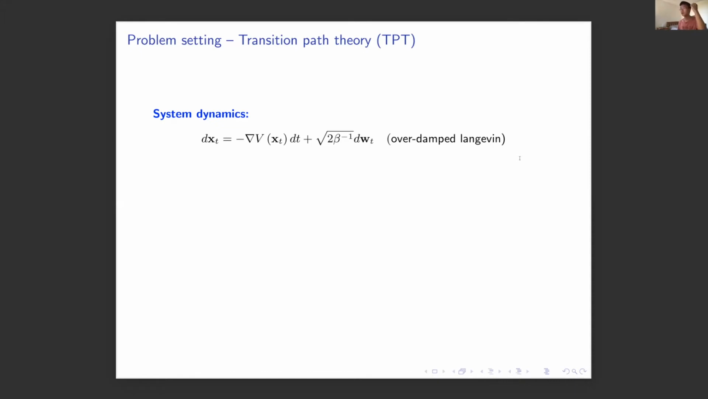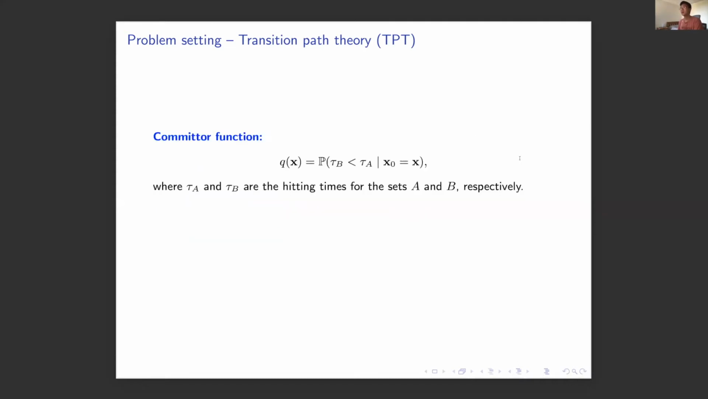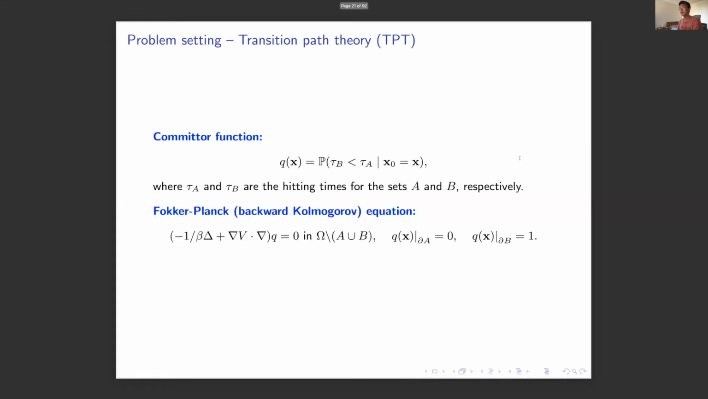The system dynamics is modeled by the Langevin equation. Here we only consider the overdamped case. For this overdamped Langevin dynamics, we can define the corresponding backward operator and forward operator L and L star, and also the equilibrium distribution rho, which satisfies L star rho equals 0. The central object in TPT is the committor function, which is defined by the probability of hitting region B before region A. And by the definition, we can show that the committor function satisfies a Fokker-Planck equation like this.